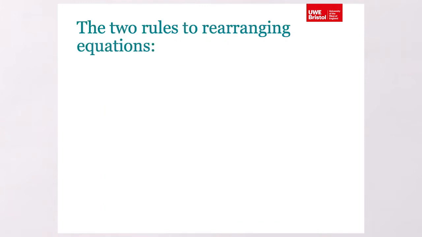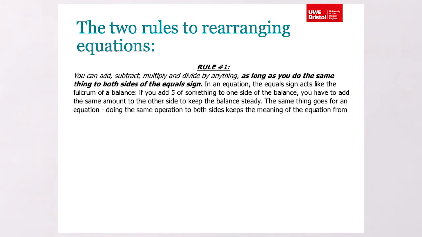So there are two rules to rearranging any equation. If you keep these two rules in mind, you'll get it right every time. And I'm going to give you the long version of those rules, and then each time I rearrange equations, I'm going to write out a shortened, simplified version. So the first rule is, you can add, subtract, multiply and divide by anything, as long as you do the same thing to both sides of the equal sign.